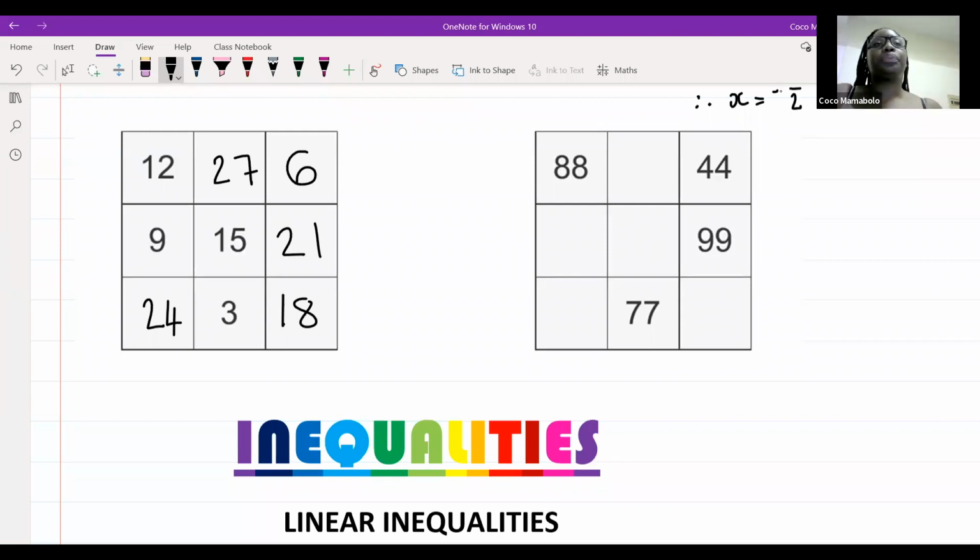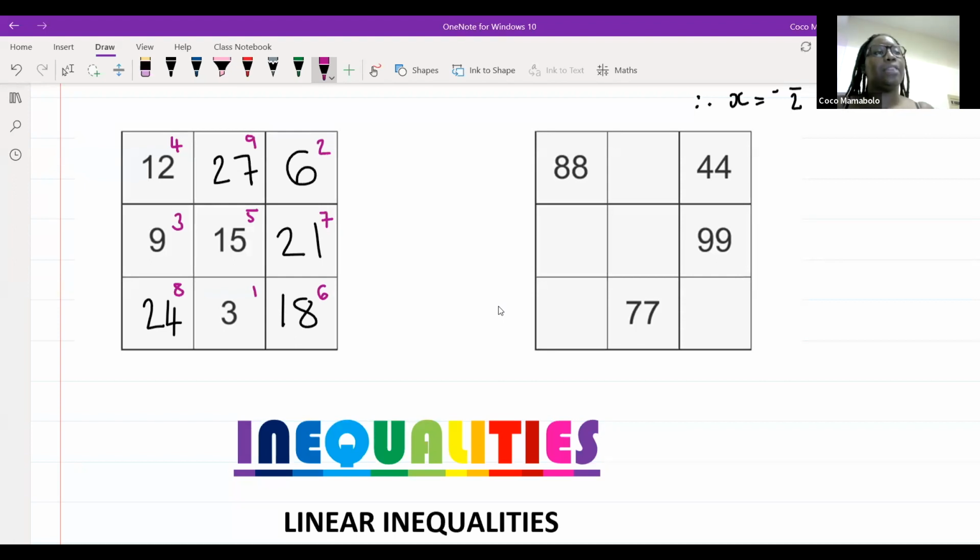All right, I'm going to show you guys something very cool. If I divide, that's it, Akwando, you've got it. If I divide all of these numbers by 3, let's see what happens. 12 divided by 3 will give me 4. 9 divided by 3 will give me 3. 24 divided by 3 is 8. 3 divided by 3 is 1. 15 divided by 3 is 5. 27 divided by 3 is 9. 6 divided by 3 is 2. 21 divided by 3 is 7. 18 divided by 3 is 6.